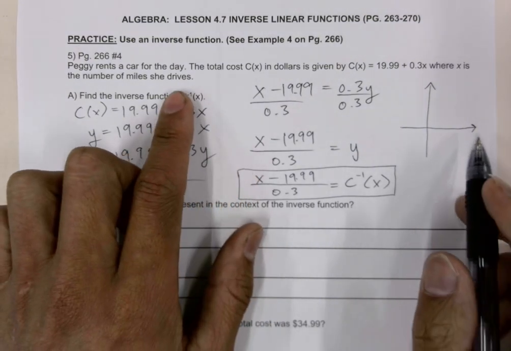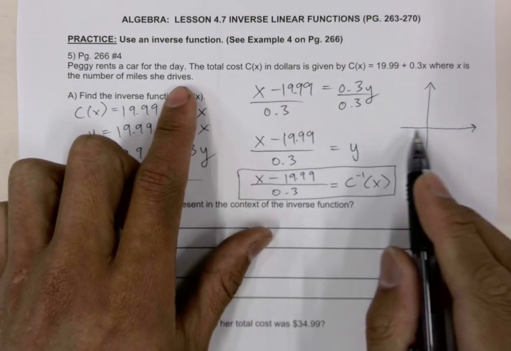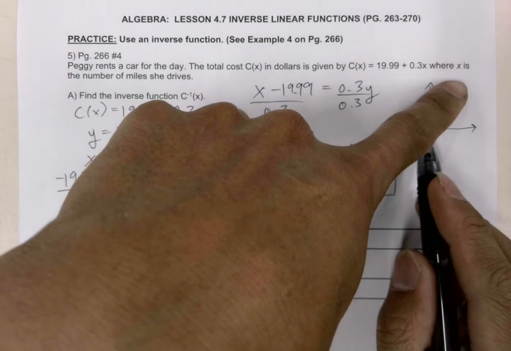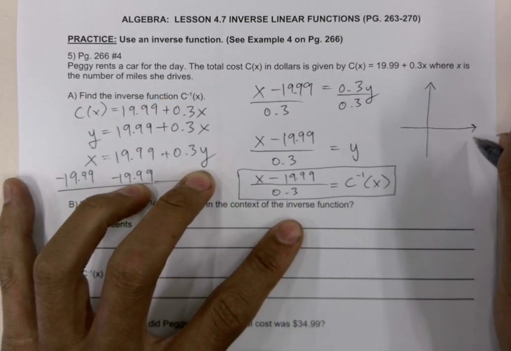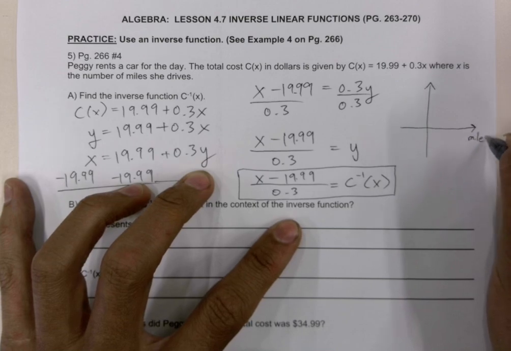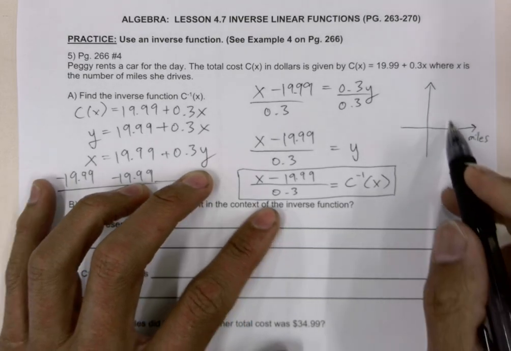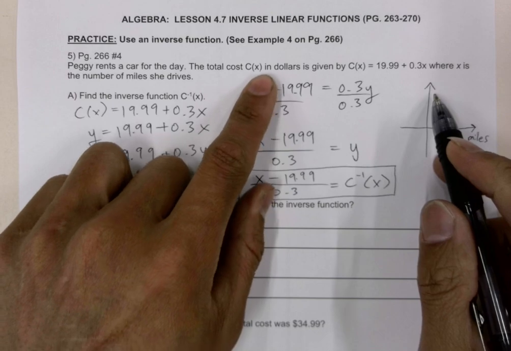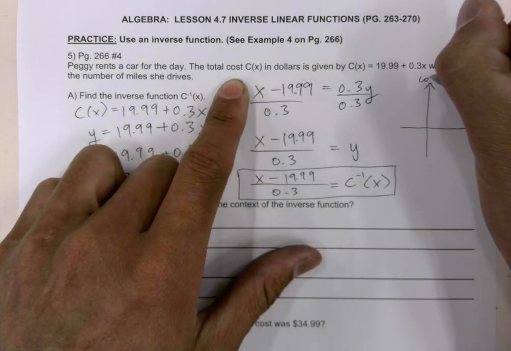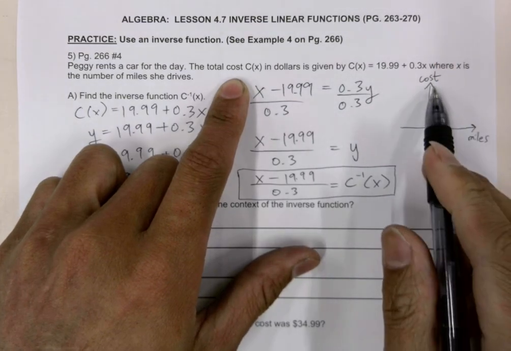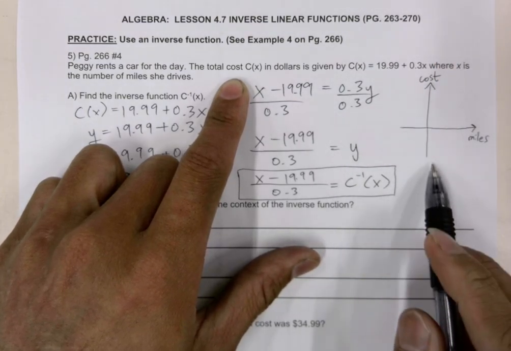So in this case, our x-axis is horizontal and our x is the number of miles she drives. So I'm going to put here miles for my x-axis. And what is our y-axis? That is c of x, and that's the total cost. So I'm going to put cost here on my y-axis.